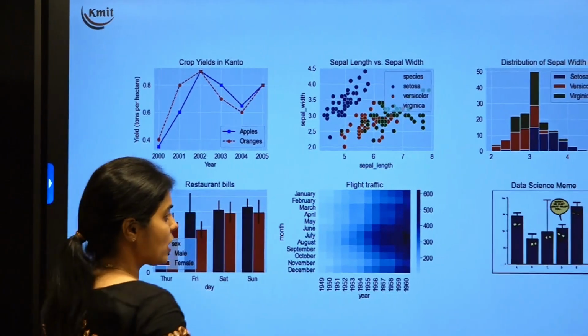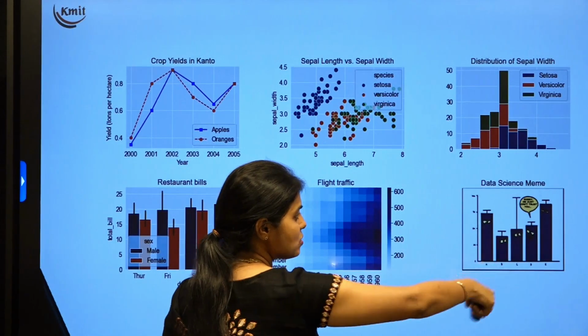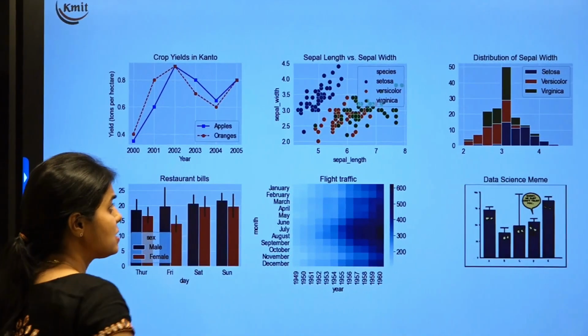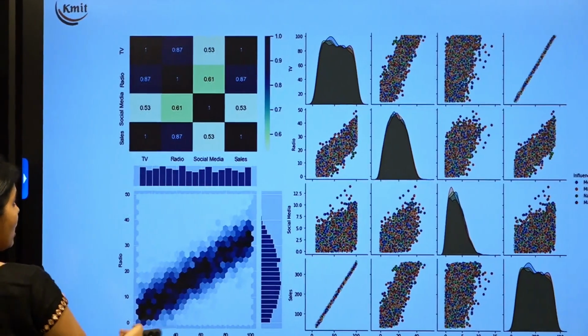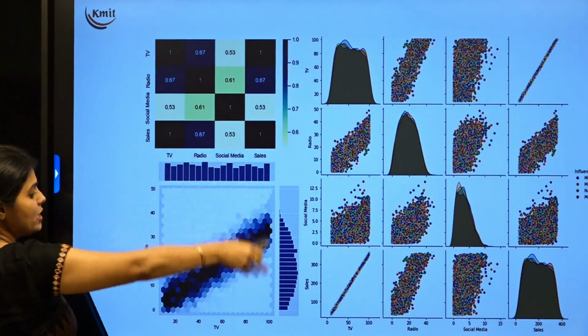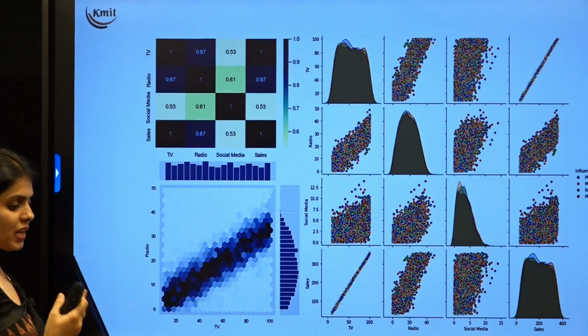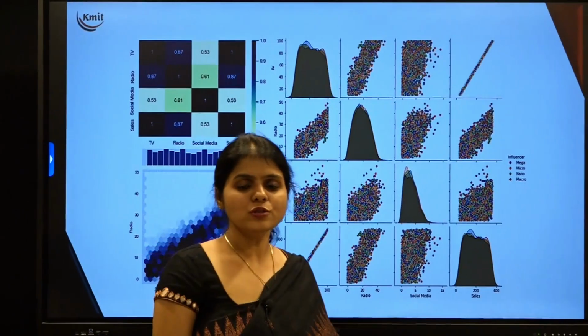In each graph, I can again plot some subcategories. All these things can be done by using seaborn. This is again a heat map, a correlation matrix, and this is a confusion matrix. All these advanced statistical plots, when you deal with complex data, we can use seaborn.